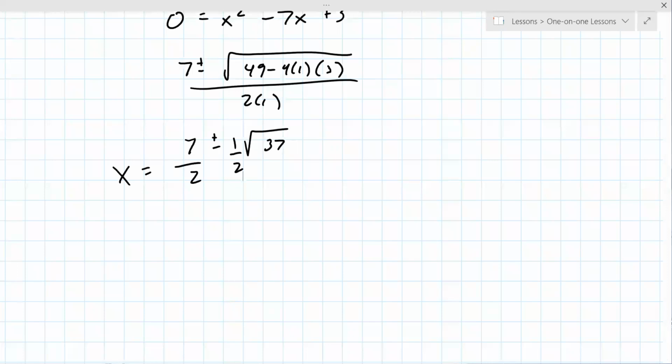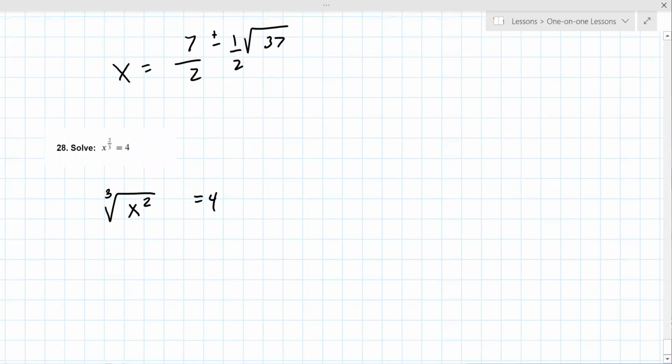This one, it's important to rewrite in radical form. So it's the cube root of x squared equals 4. If you don't do this, you will miss one of the solutions. You might not be sure why that's true, but I assure you this is a classic thing. To undo the cube root, you cube both sides, and you get x squared equals 64. So x equals plus or minus 8.